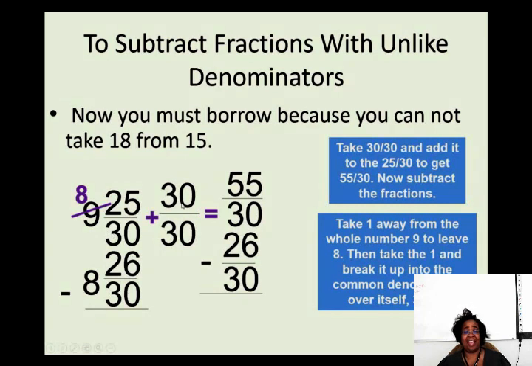You got to add that 1 that you broke up into the common denominator over itself to the fraction that's too small. And that's going to give you 29 over 30, which I can't reduce. And 8 minus 8 is 0, so all I have left is the fraction. So my answer to this problem is 29 over 30, and I can move on to the next problem. Any questions about this one where I had to go get the 30 over 30 and add it and then subtract? That's how you borrow.